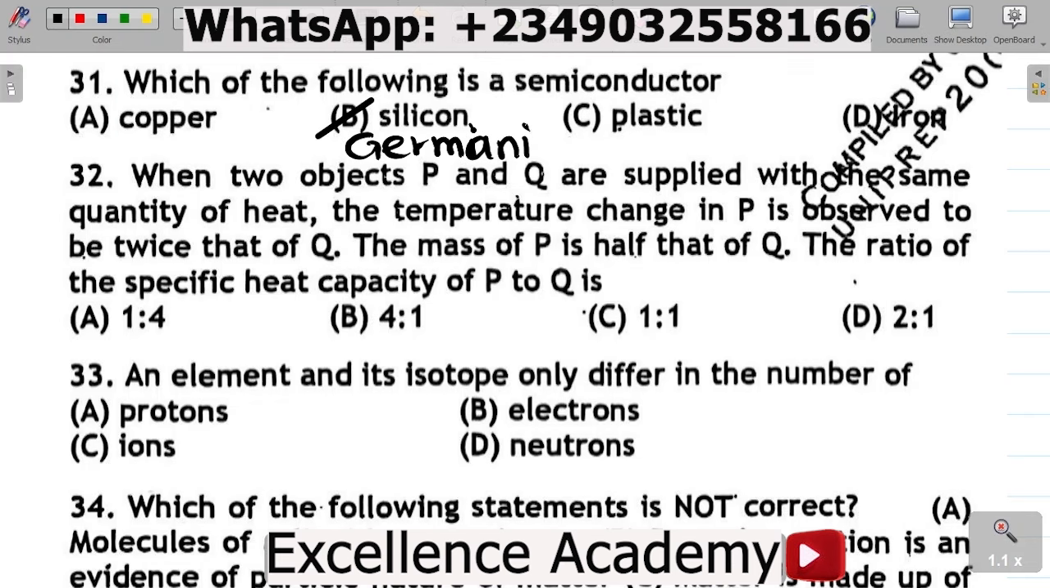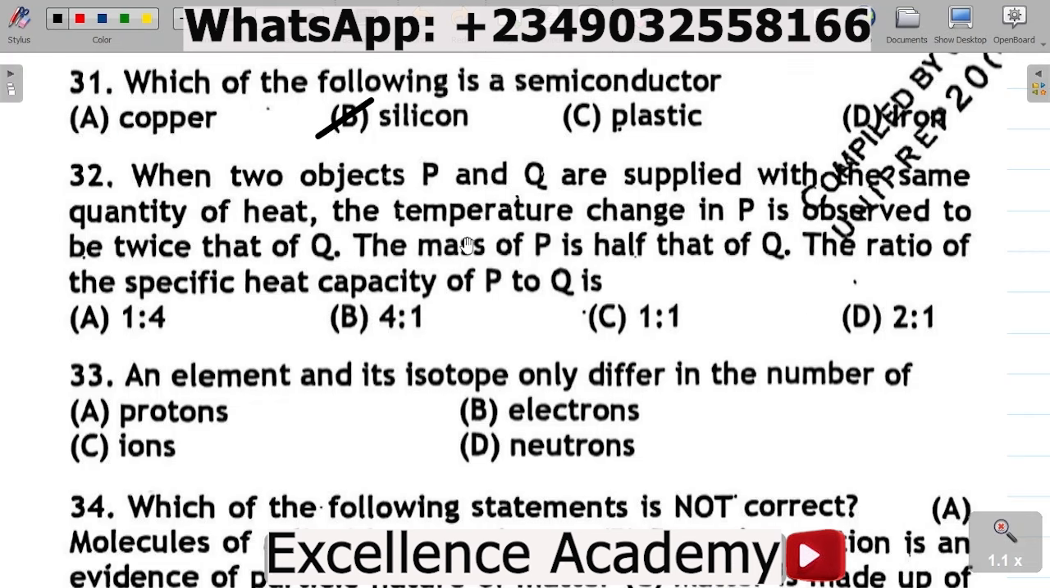Okay, let's move on. Question 32 says, when two objects P and Q are supplied with the same quantity of heat, the temperature change in P is observed to be twice that of Q. The mass of P is half that of Q. The ratio of the specific heat capacity of P to Q is A 1 is to 4, B 4 is to 1, C 1 is to 1, D 2 is to 1. So what is the correct answer here?